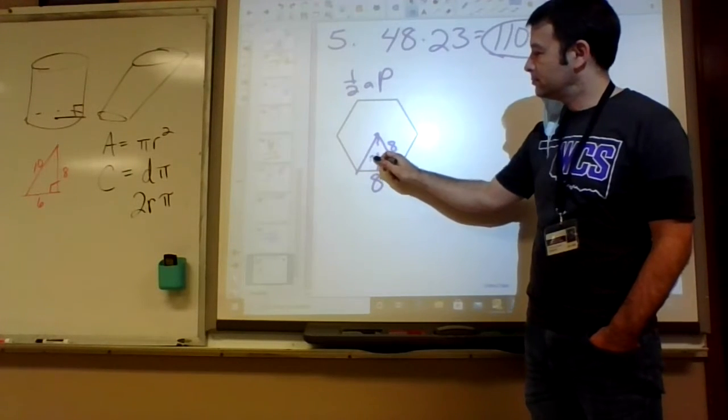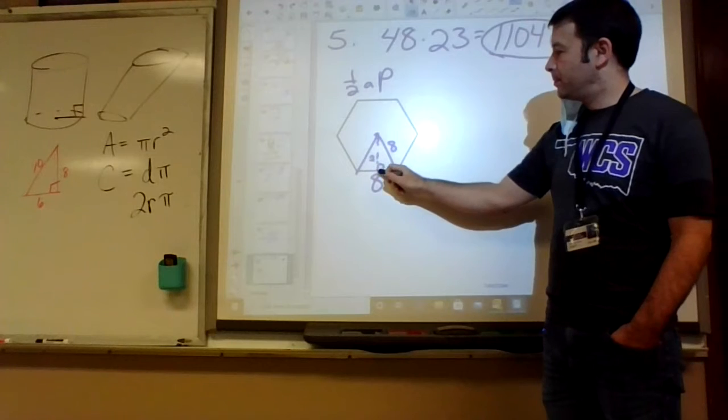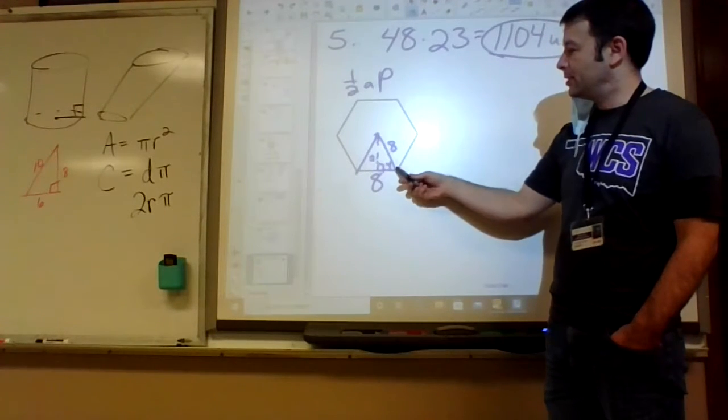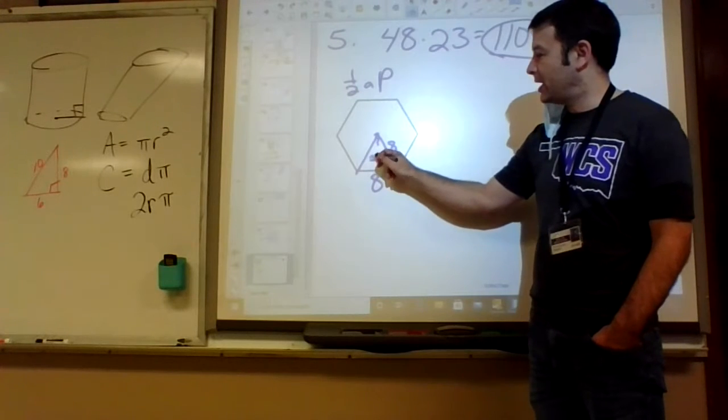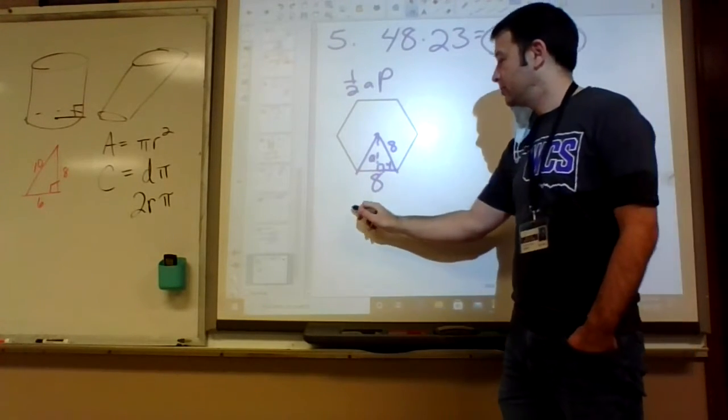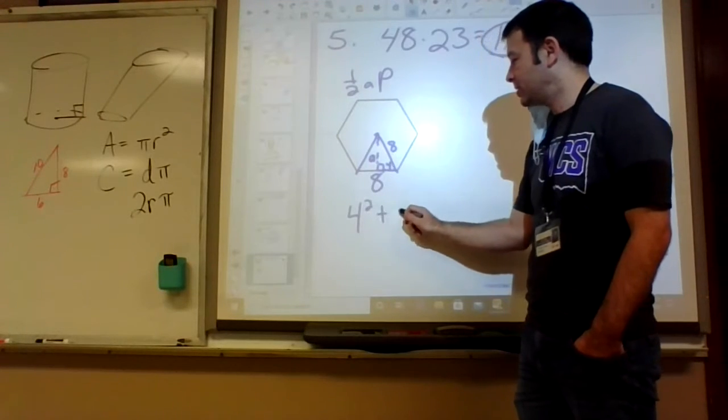8 divided by 8? No, it would be 4. Pythagorean theorem. Okay, yeah, that's a 4. So 4 squared plus a squared equals 8 squared. 4 squared plus a squared.